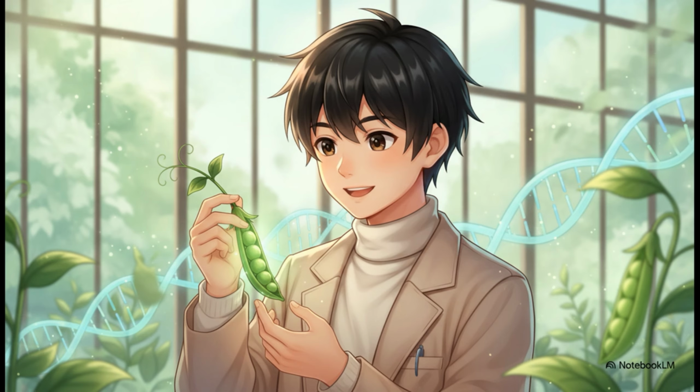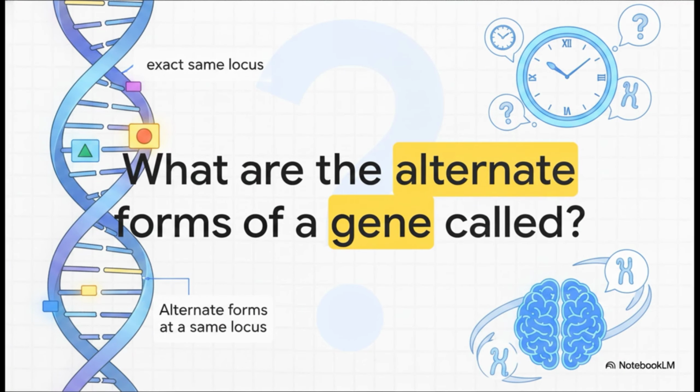It is just wild to think this entire, massive field of science started with his incredibly patient, meticulous work just growing pea plants. Moving right along to question 2, what do we specifically call the alternate forms of a gene that occupy the exact same locus on homologous chromosomes? 10 seconds to think about the variations at a single genetic address.